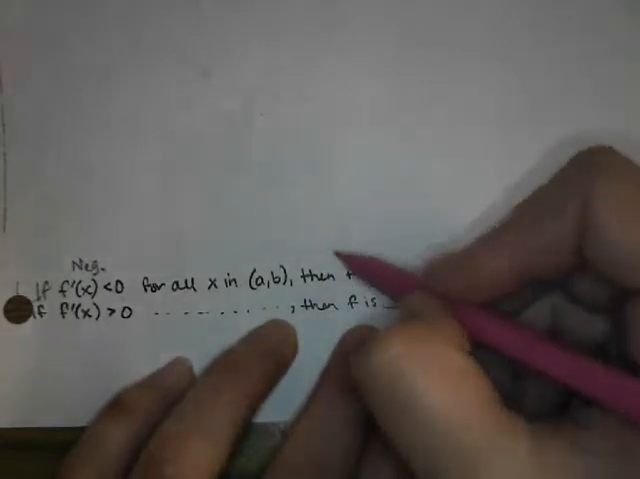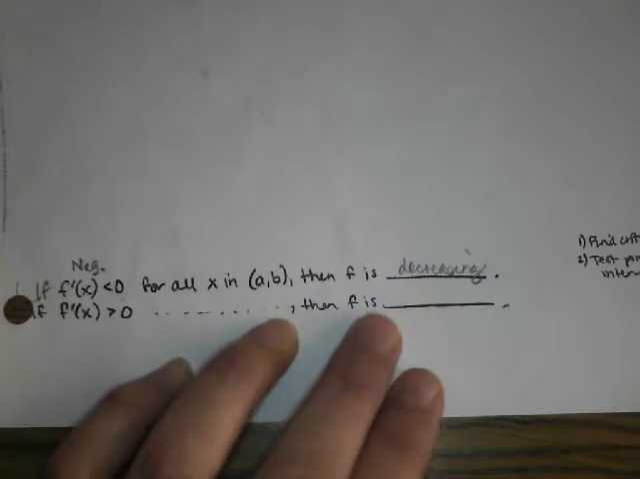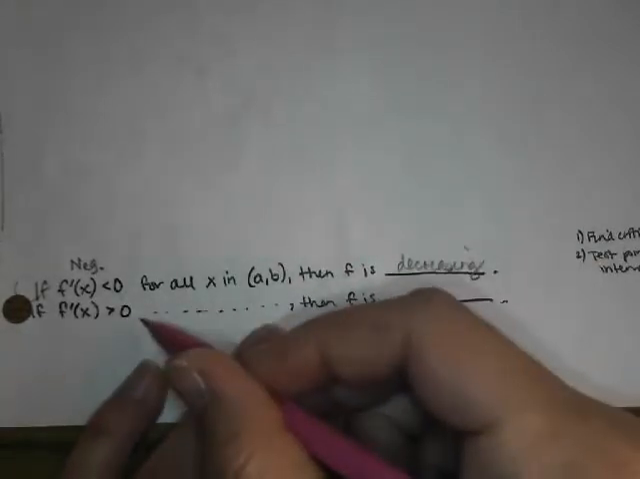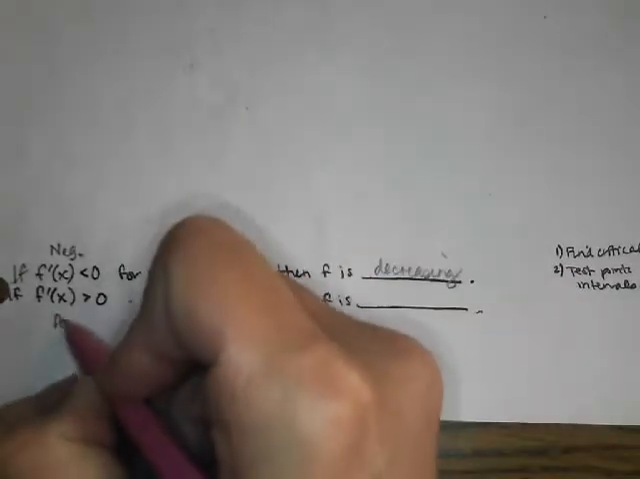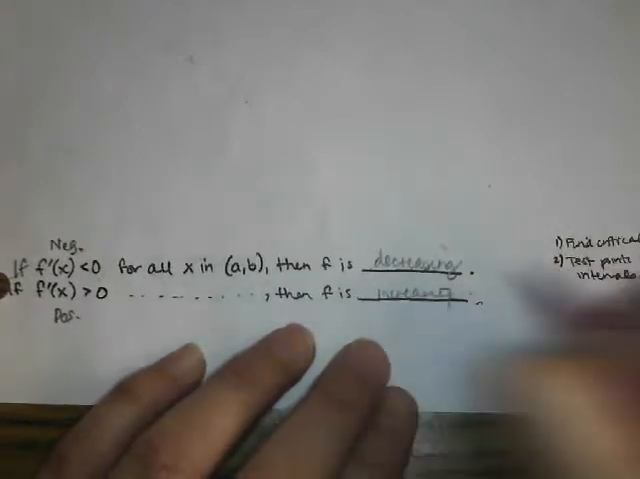If the derivative is negative, it is decreasing, because that means that the slope is negative. That's decreasing. If the derivative is positive, then f is increasing. Okay, and there's our quick step process. Find the same critical numbers that you found the last time.